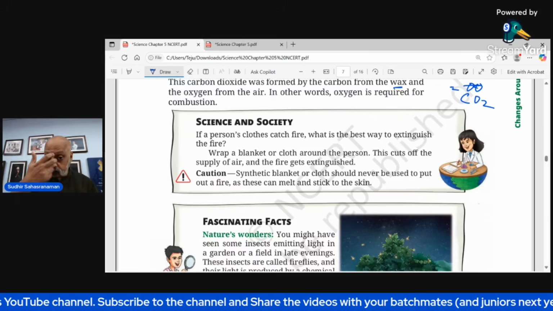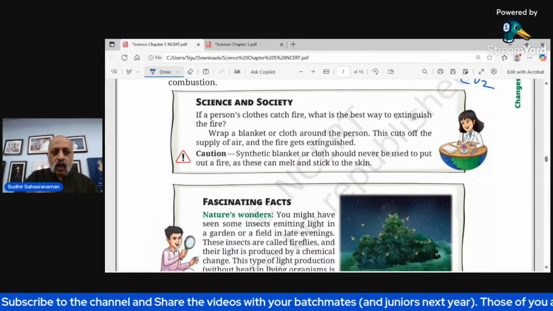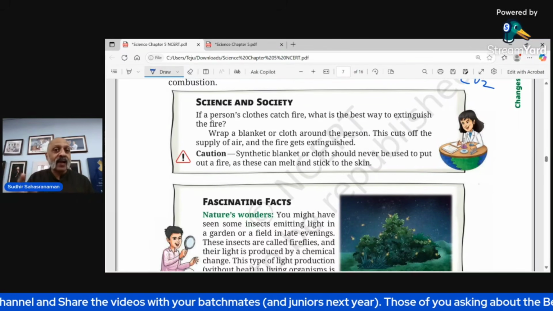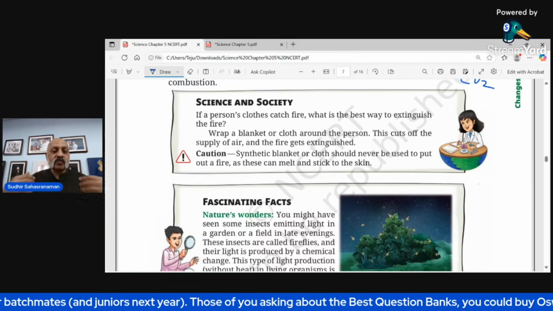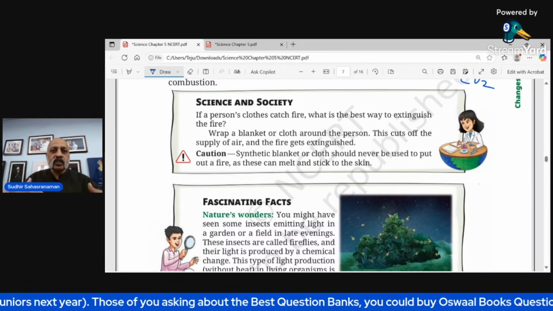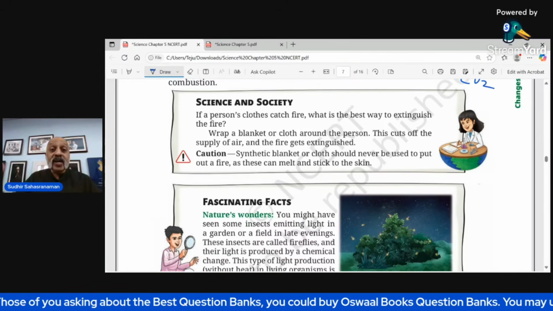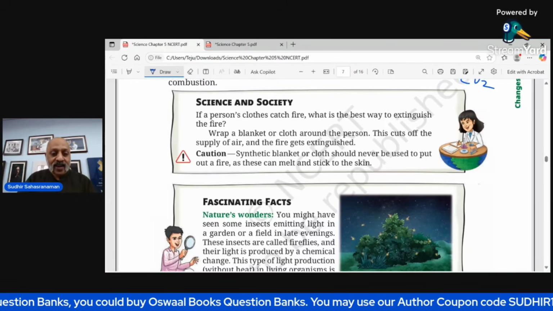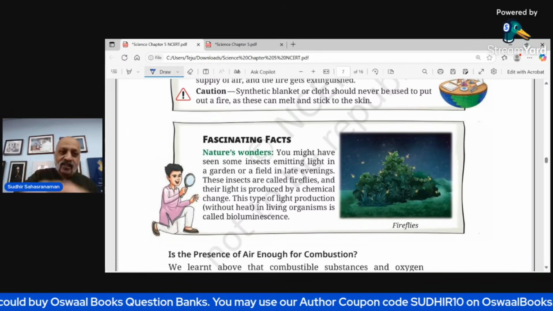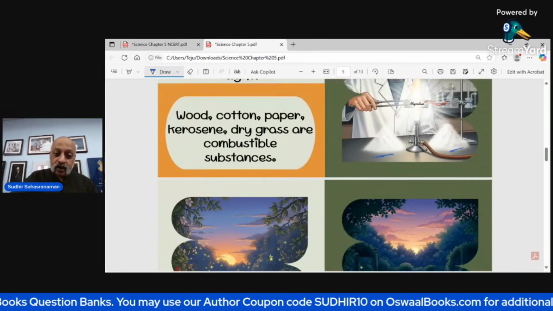Now, what is the way? What I just said, a blanket, and also the quality matters, because if it's a thick blanket it works, whereas if you try to cover somebody with a cotton kind of shirt, it will catch fire. So you need a thick woolen kind of blanket in order to ensure that the person does not catch more fire. Now let's come to a fascinating fact, and I will show it to you.